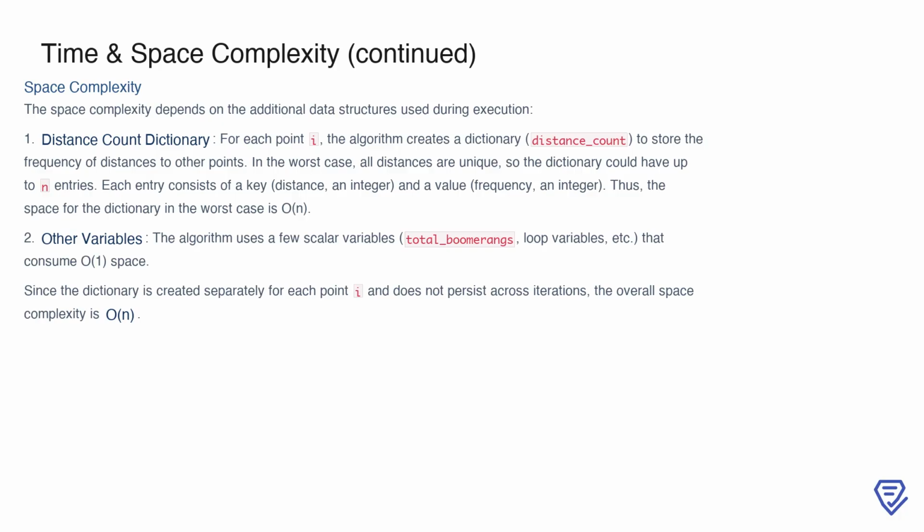Apart from this, the algorithm uses a few scalar variables, such as total_boomerangs and the loop variables, which consume constant space, or O(1). It's important to note that the dictionary is recreated for each point and does not persist across iterations, so the overall space complexity remains O(n). This ensures that the algorithm is efficient in terms of both time and memory usage.